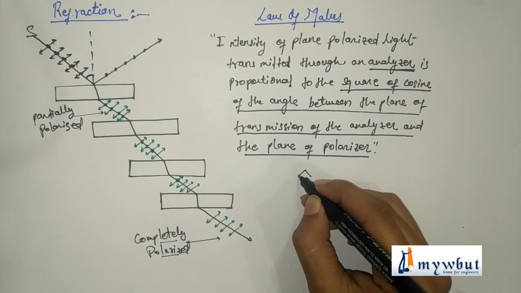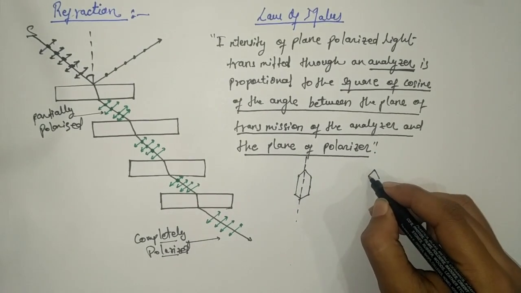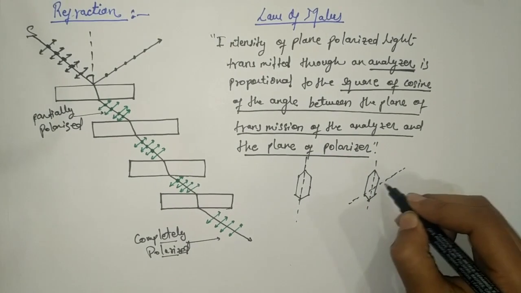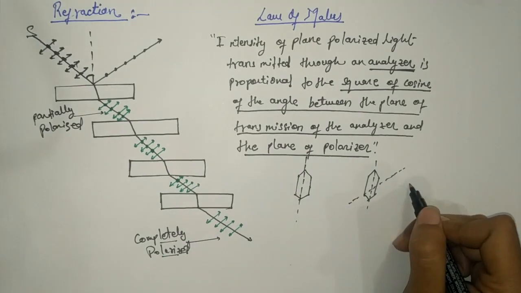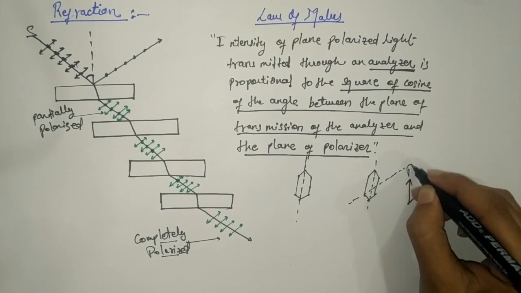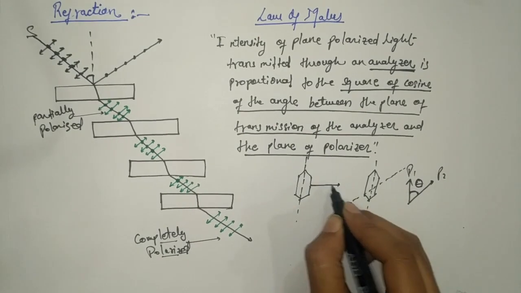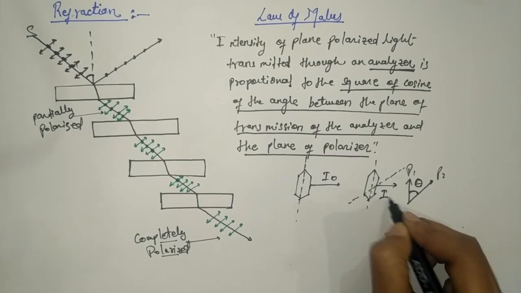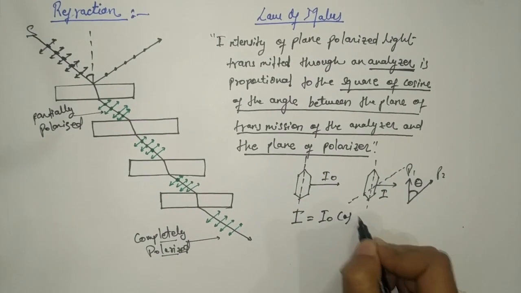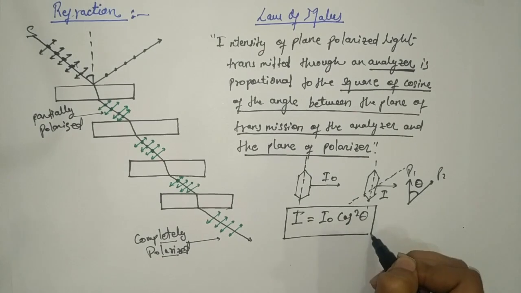If this is the polarizer and this is its optic axis, and let this be an analyzer and let this be its optical axis. If we rotate it by some amount, so if the angle between the optical axis of the polarizer and the optical axis of the analyzer, let this be P1 and P2 as before, let this be theta. If this emergent ray is I0 and this emergent ray is I, then I must be equal to I0 into cos square theta. So this defines the law of Malus.